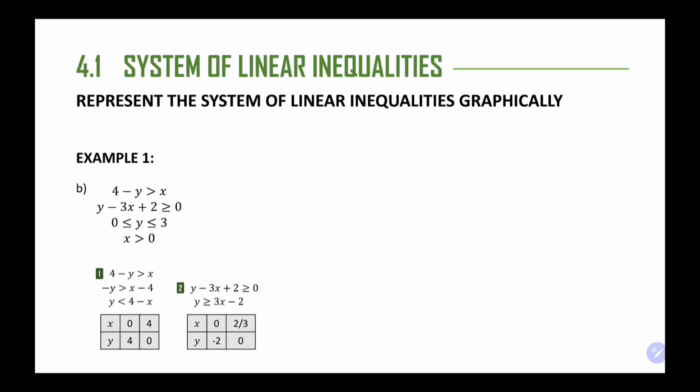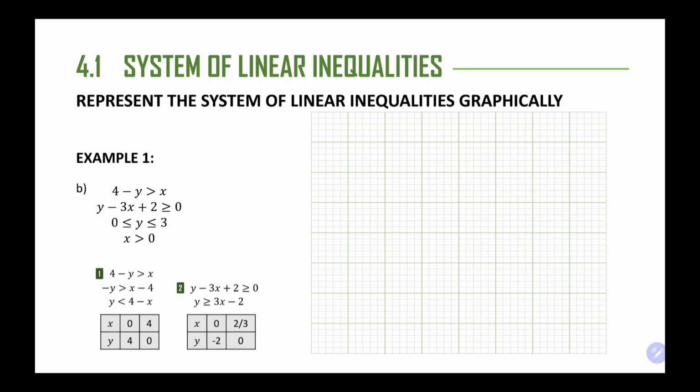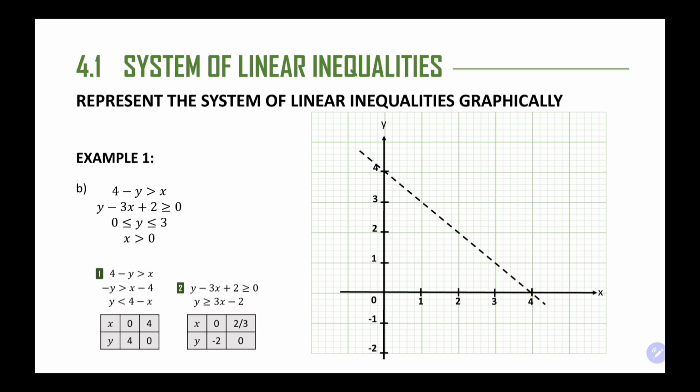Okay. Next, we take out our graph paper. We put the x and y axes. Okay, then we look at the first equation. Our intercept is 4, 4. So we put 4, 4. Then we sketch a broken line through 4, 4, since it is y less than only. So we use a broken line. Then we label it y equals 4 minus x. We use the equal sign.